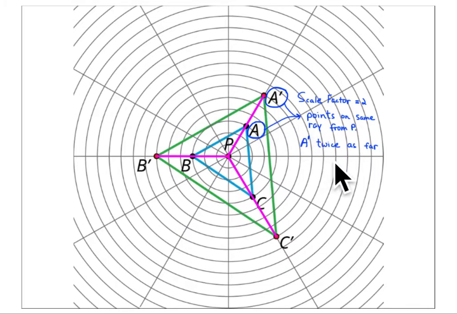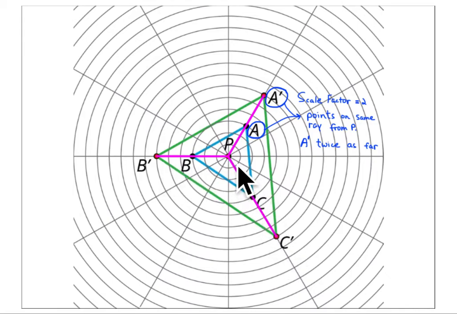And so A prime is twice as far. So this is 1 unit, 2 units, 3 units. 2 times 3 is 6. So this would be 4, 5, 6 units. So A prime is 6 units out. B prime is twice as far. 1, 2, 3. It's also 6 units out. 4, 5, 6.